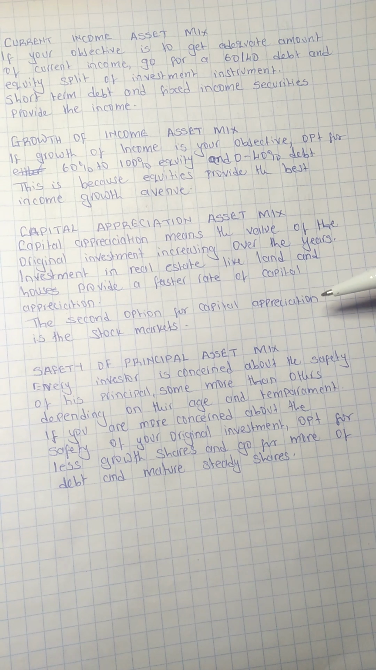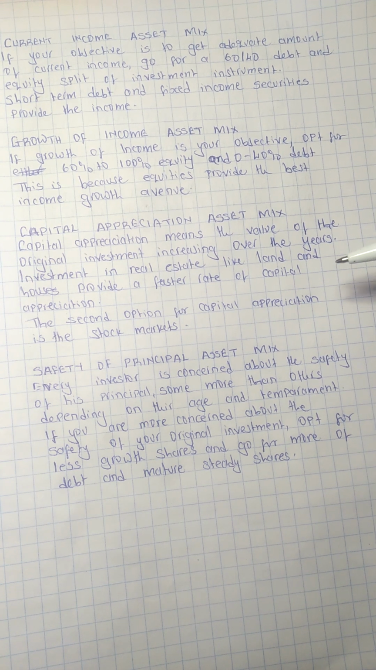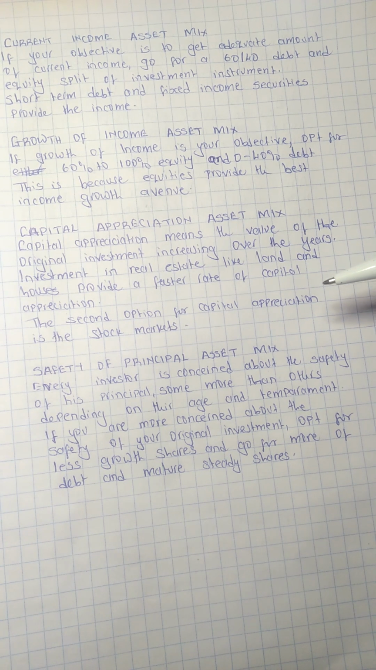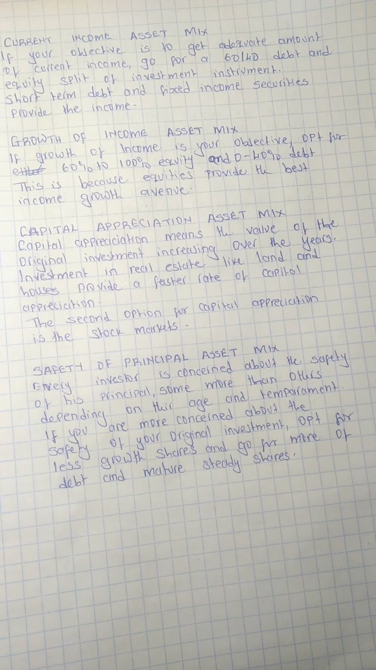For example, you could invest in safer ventures like government bonds, and you could go for companies that are mature. They're companies whose share prices don't change that much, so they have very steady shares. You should opt for those more than growth shares. There are companies that are growing, so the prices are fluctuating. One month the price is this, and then the next month it's that.